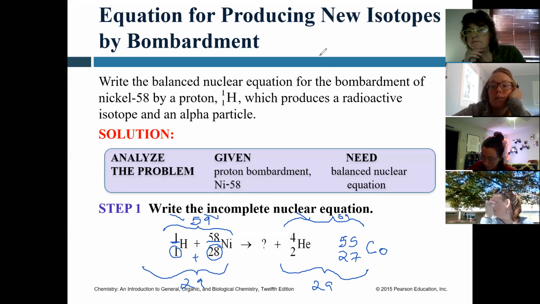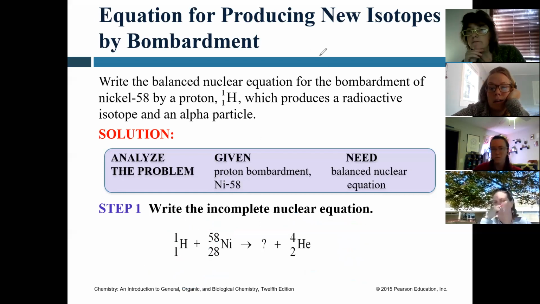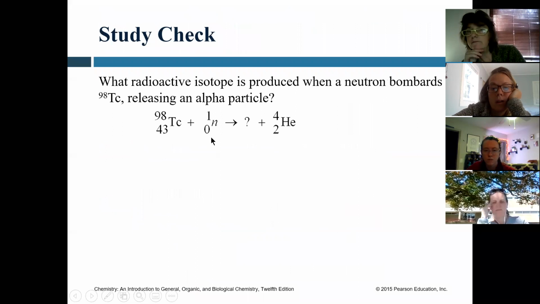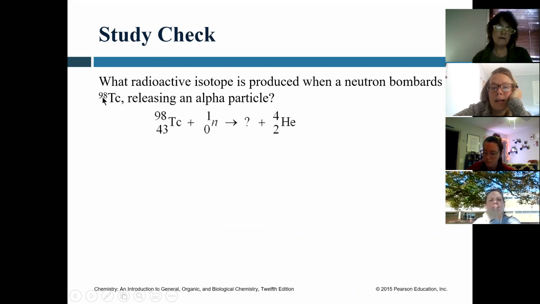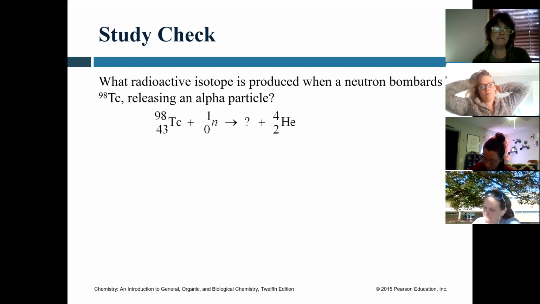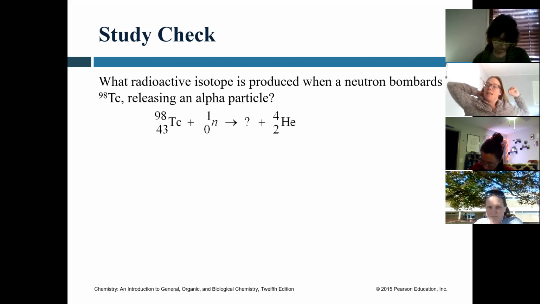So let's clear this out so we can see the next slide. Okay, so it goes through that whole process and we ended up with the cobalt. So I want you to do this one. And know that you don't necessarily get this, right? Sometimes you're only given the word part. So what radioactive isotope is produced when a neutron bombards TC98, releasing an alpha particle? Okay, so it did give it to you. So write this out for now, but don't always assume you're going to get that. And I want you to tell me what the mystery isotope is.